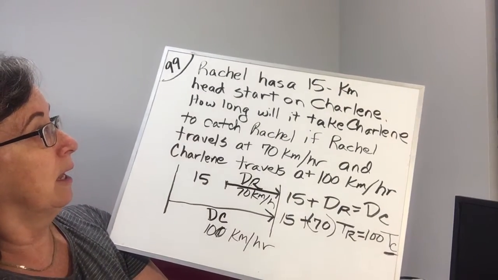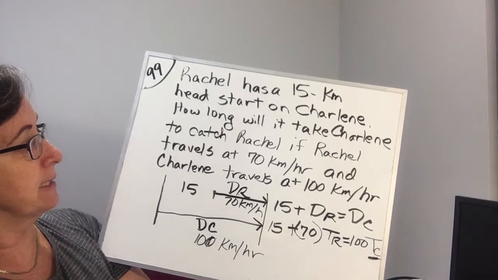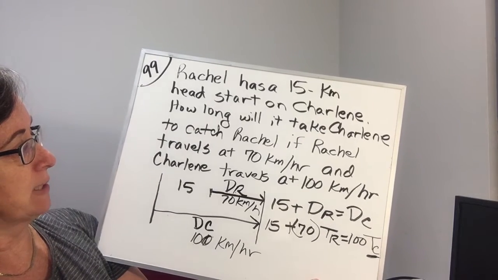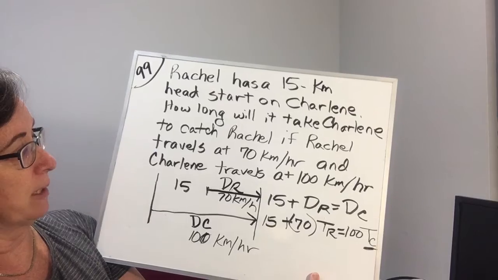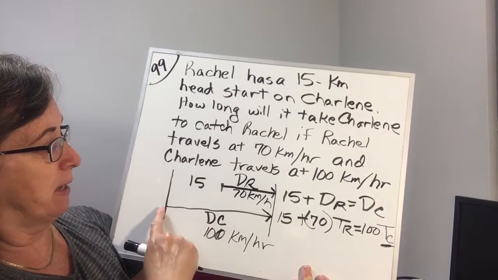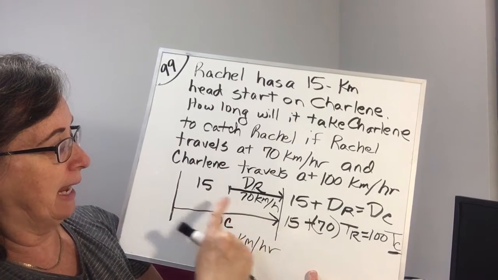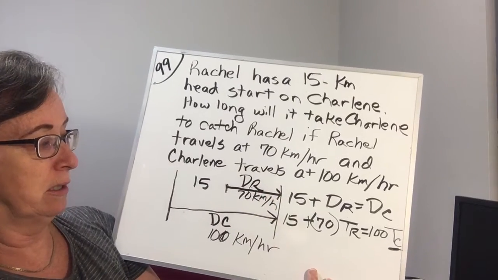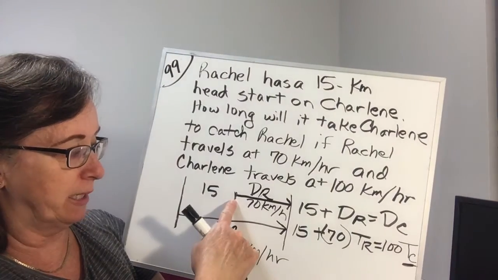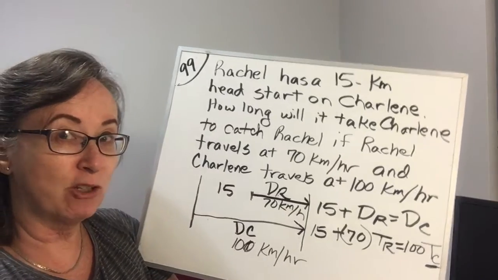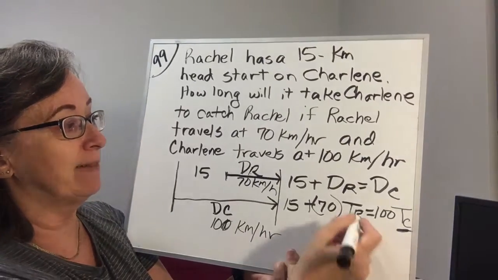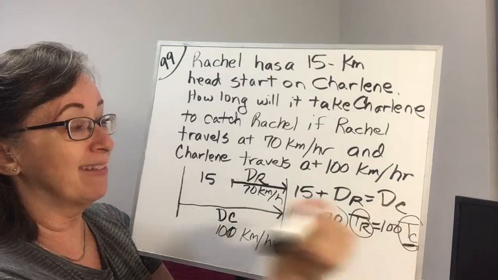Okay, so Rachel has the 15-kilometer head start. How long will it take Charlene to catch Rachel if Rachel travels at 70 and Charlene travels at 100 kilometers per hour? Okay, so we have time of Charlene and time of Rachel. Doesn't it look like when they catch each other? So basically Rachel started here and Charlene started here, but they're traveling the same amount of time because they catch each other. One of them catches the other one. So we're going to say these two times are actually the same.